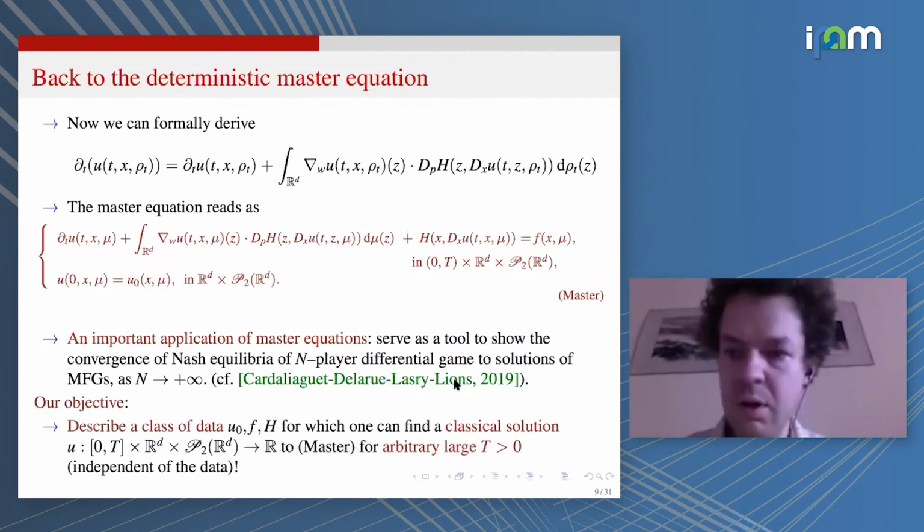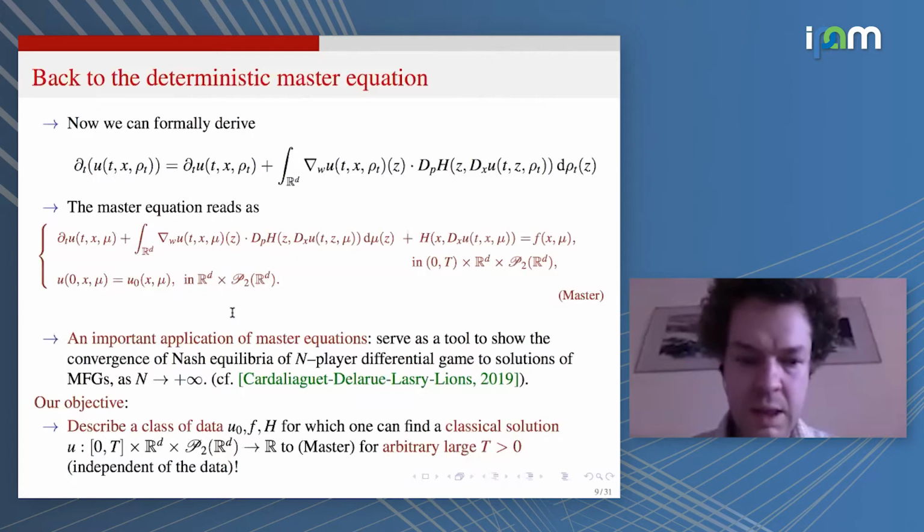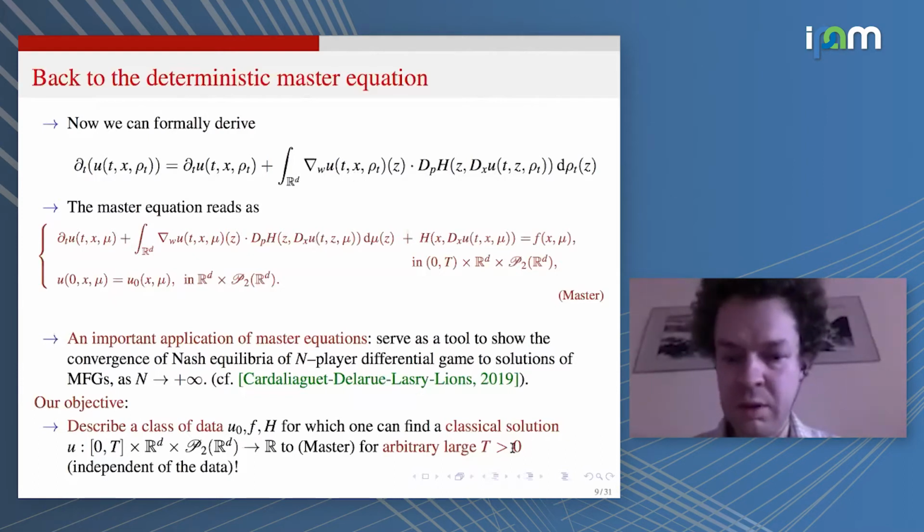Our objective in this talk is to forget about all the noises. We are working in this very deterministic model, and we try to find sufficient conditions on the data for which we can produce classical solutions of this master equation for arbitrarily long time. By classical solution I mean that this function is differentiable in all its variables and the equation is satisfied in a pointwise sense. And I would like this time horizon to be arbitrarily long, independent of the data.